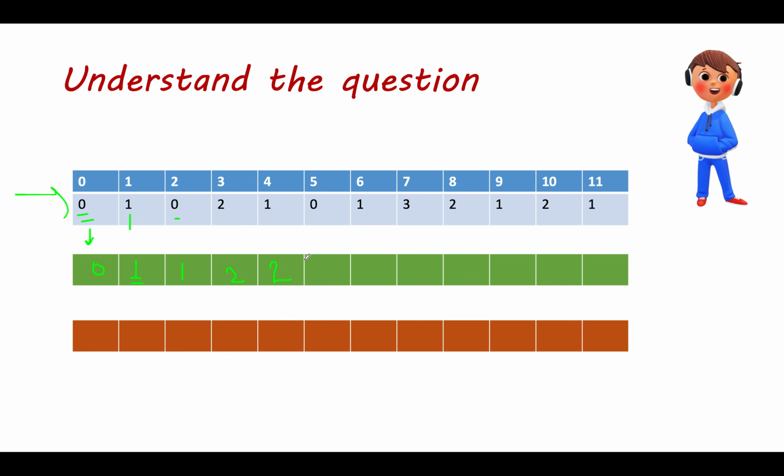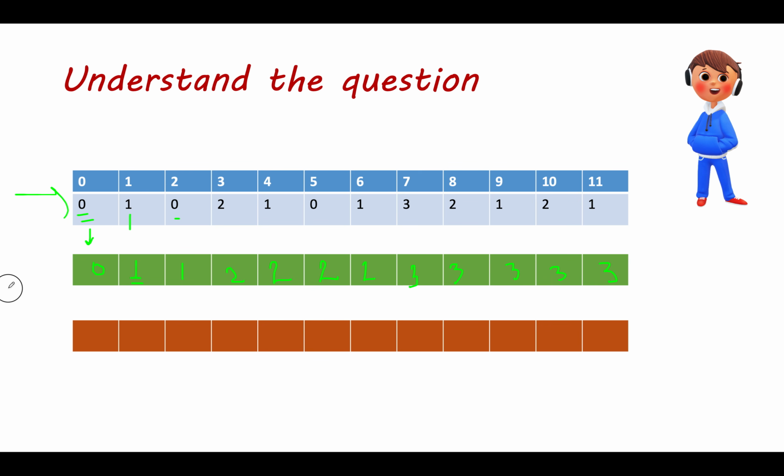Out of 0 and 2, 2 is greater, 2 gets filled in. 0 and 1, 2 and 1, 2 gets filled in. 2 and 3, 3 gets filled in. 3 and 2, 3 gets filled in. 3 and 1, 3 gets filled in. 3 and 2, 3 gets filled in. 3 and 1, 3 gets filled in.